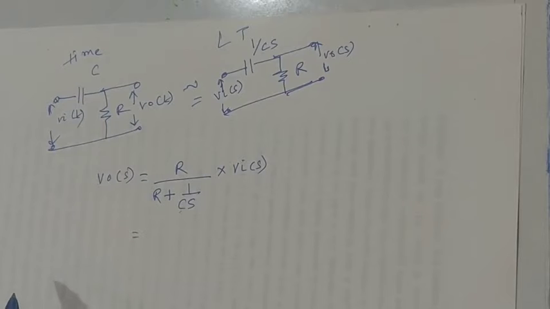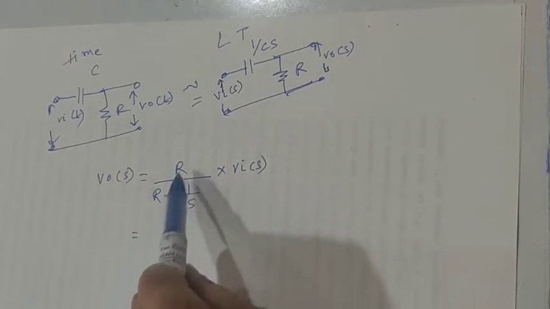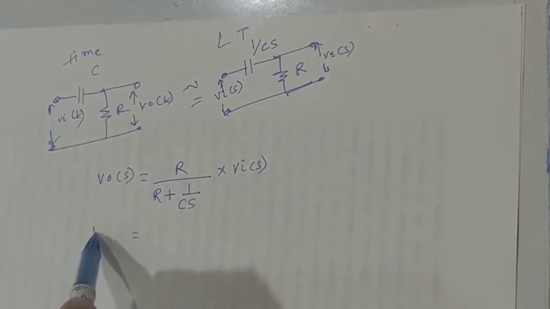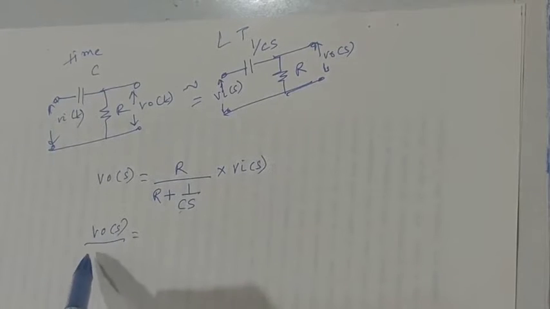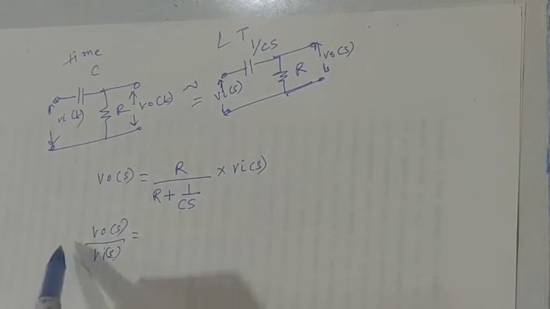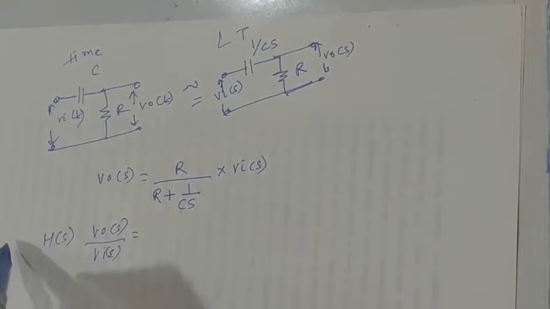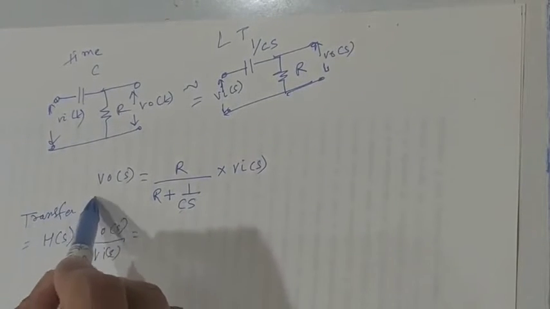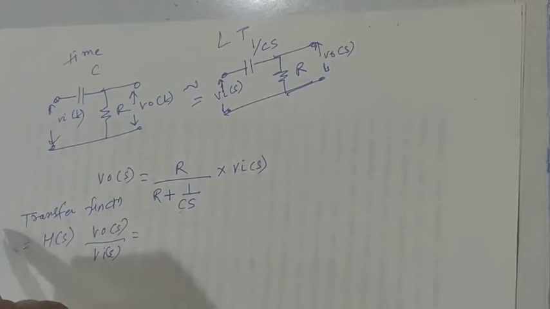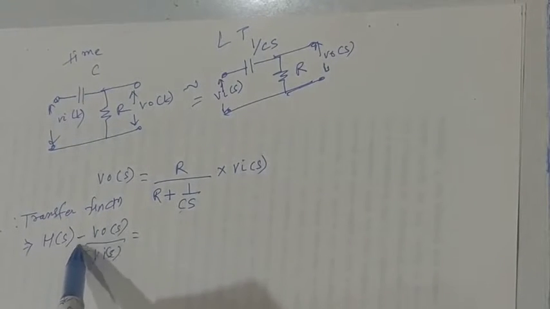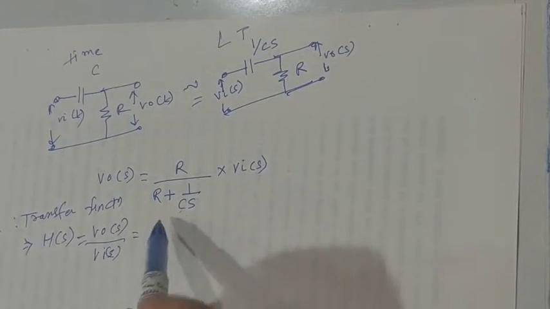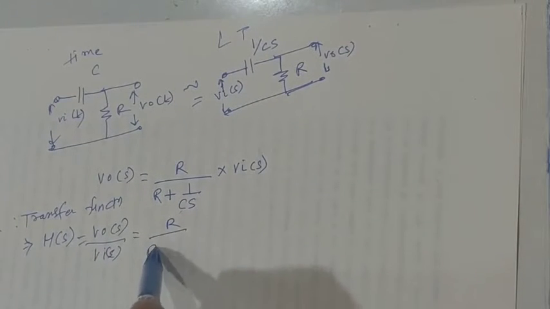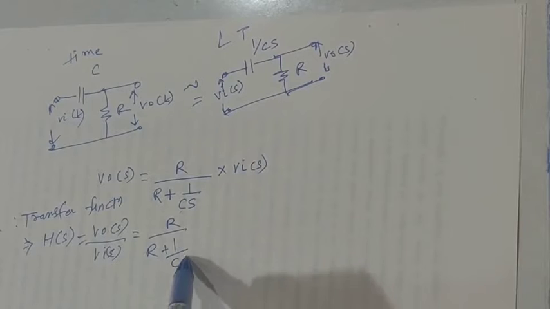Now remember, the next term will be V0 of S upon Vi of S, which is nothing but H of S, which is the transfer function. So I can write it as a transfer function. Therefore the transfer function H of S is equal to V0 of S upon Vi of S. So it will be R upon R plus 1 by Cs.